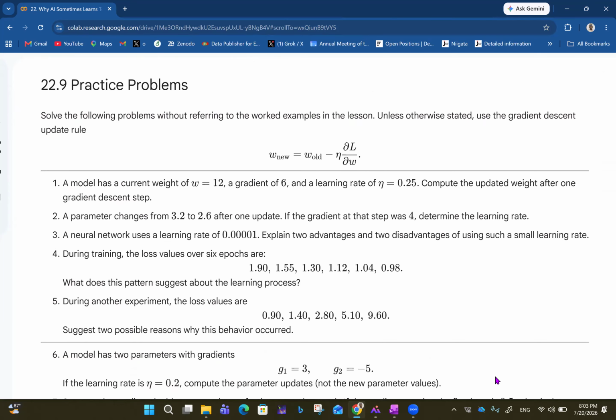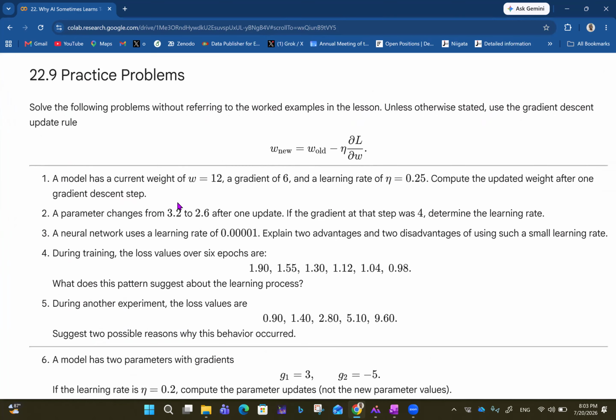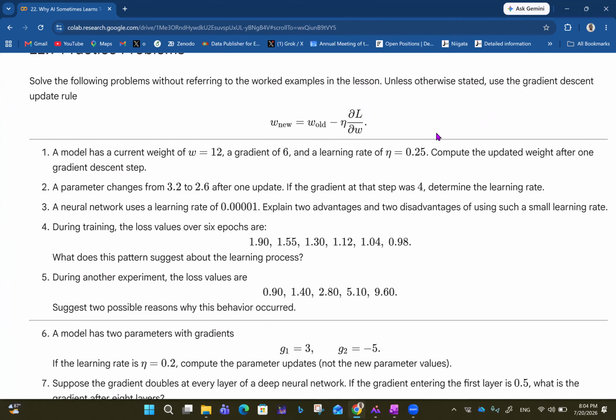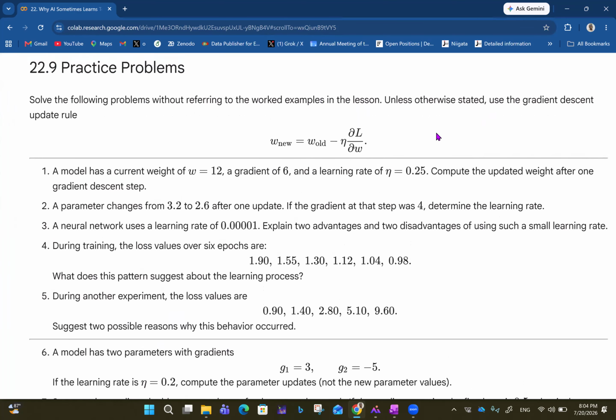And then we have the practice problems. Solve the following problems without referring to the worked examples in the lesson. Of course, as usual, I get to solve two of these. Right now you can see questions 1 to 5 very clearly. I'll be solving 7 and 18. You can see problems 1 to 6, in fact, with this.